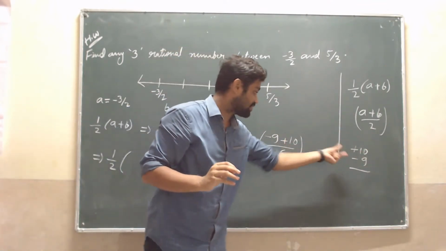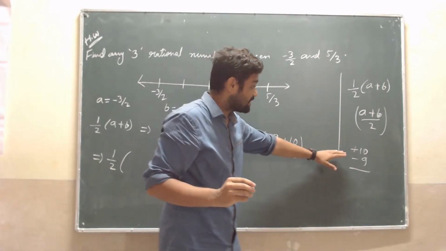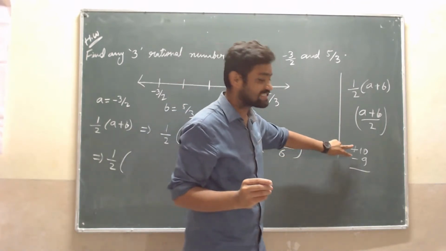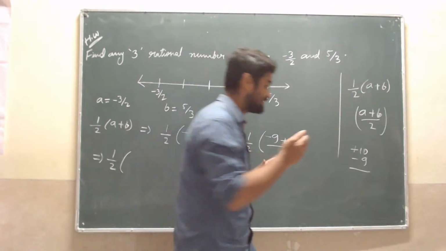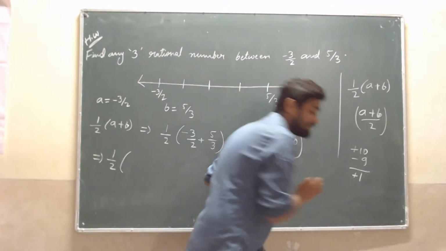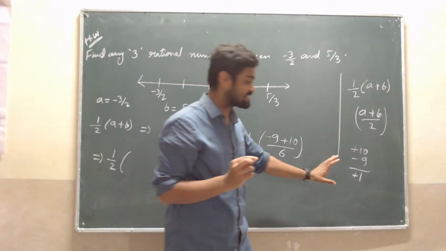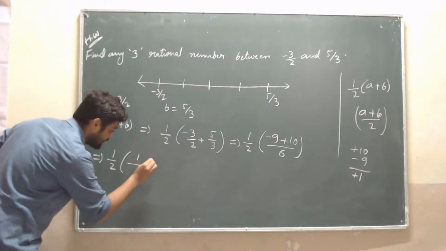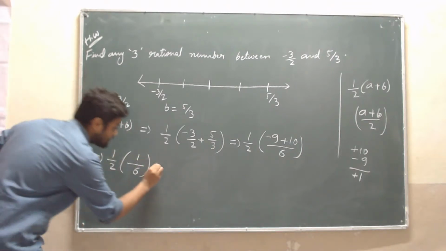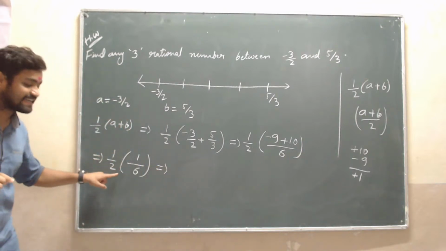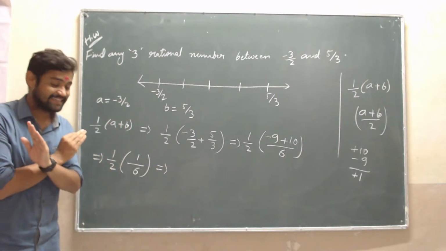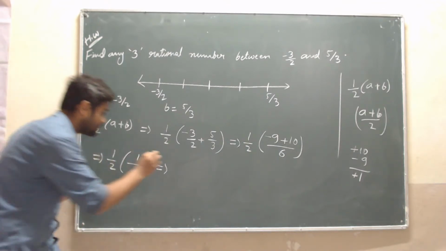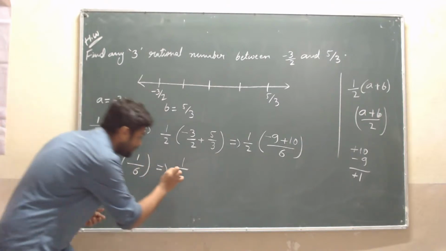-9 is below and plus 10 is upside. Plus 10 -9 is equal to, here both the signs are different, that's why I have to subtract. Then what is the answer? Plus 1. Are you getting my point? These are simple steps. Then -9 plus 10 is equal to 1, divided by 6. This bracket indicates multiplication, so we multiply numerator to numerator and denominator to denominator. 1 1s are 1 and 6 2s are 12.